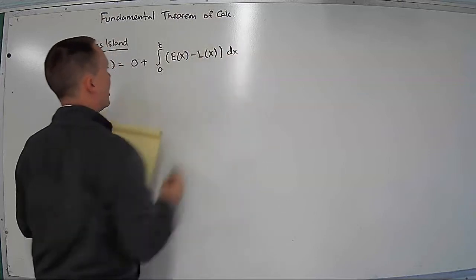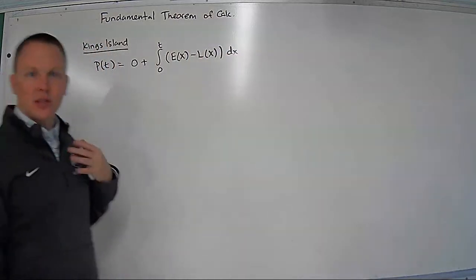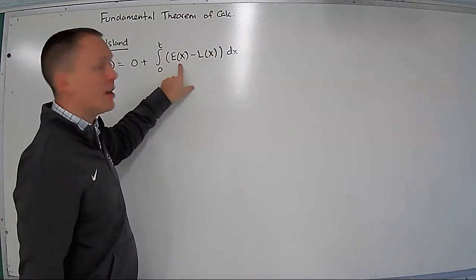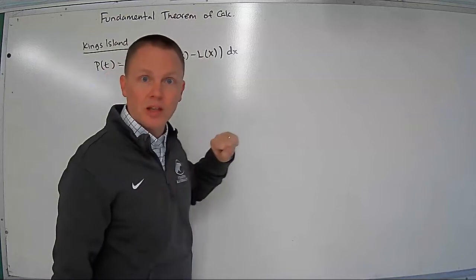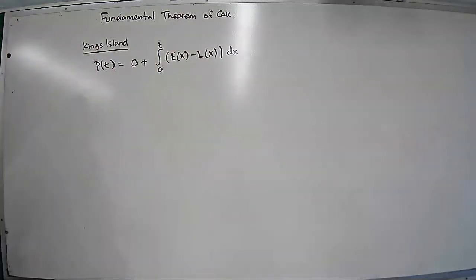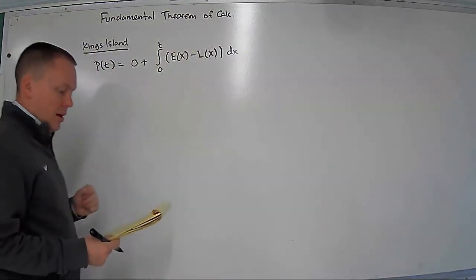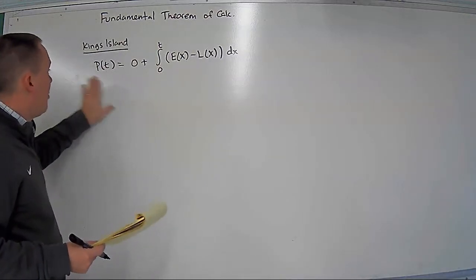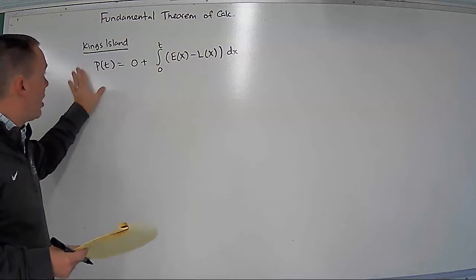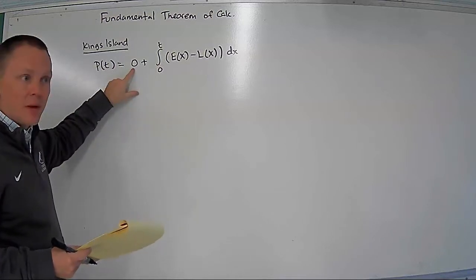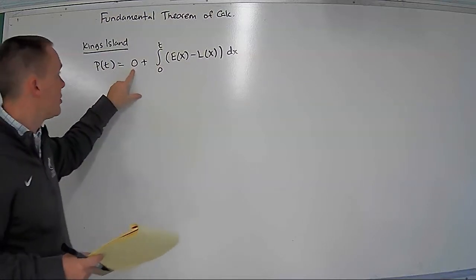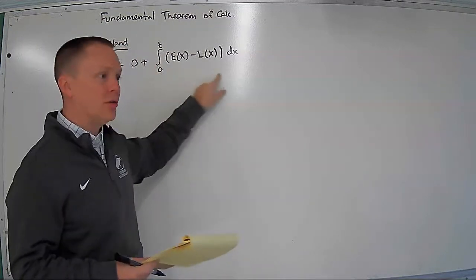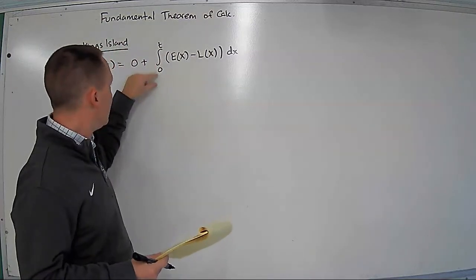I don't remember what E of x and L of x were, and honestly, I was just too lazy to look them up. But E was the rate that the people were entering the park, and L was the rate that people were leaving the park. So what does this function right here represent? Well, this is how many people were in the park at t equals 0, which was 9 a.m., and then this was how many people were added to or taken out of the park between 0 and t.